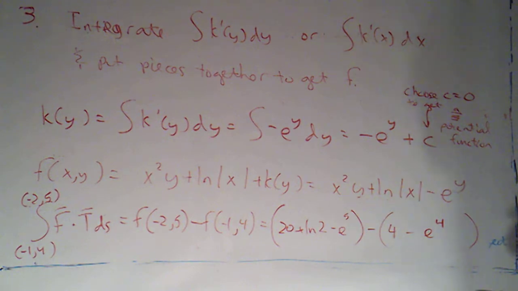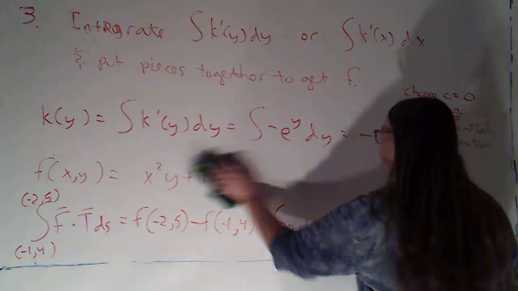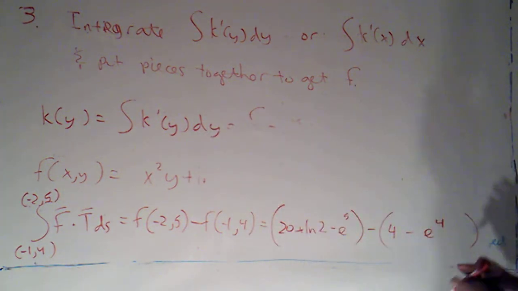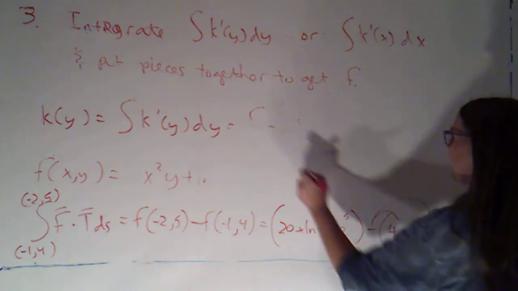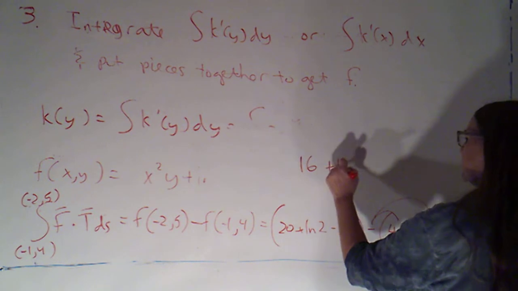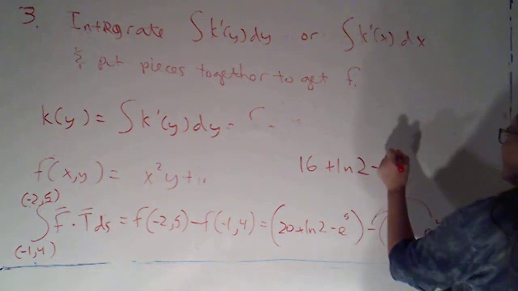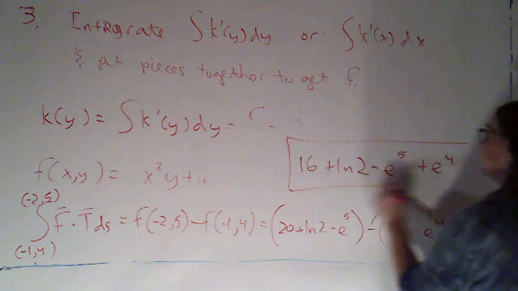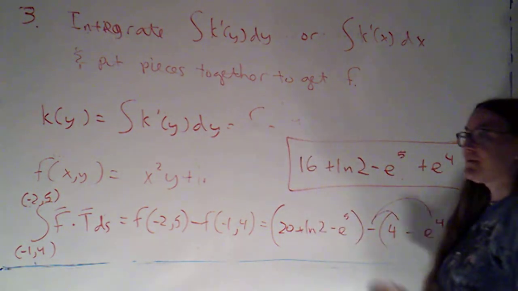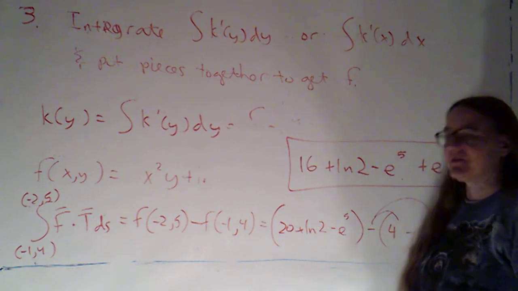And I can simplify just a little bit. I'm going to be able to distribute that negative. So I'm going to have a 20 minus 4 is going to be 16, plus the natural log of 2 minus e to the 5th, plus when I distribute that negative, e to the 4th. So that is the value of that particular work integral.